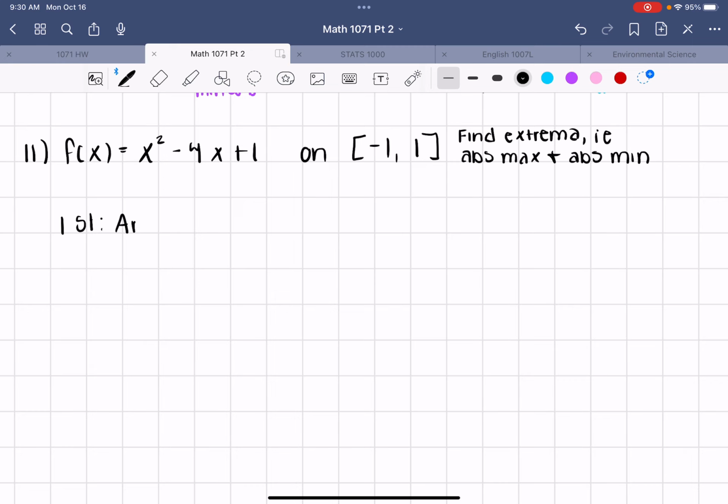That'll be your critical point. And do you agree with me? There's one where x is equal to 2. And oops, 2 is not in my interval. I don't have to worry about it. 2 is not between -1 and 1. I don't have to worry about it.